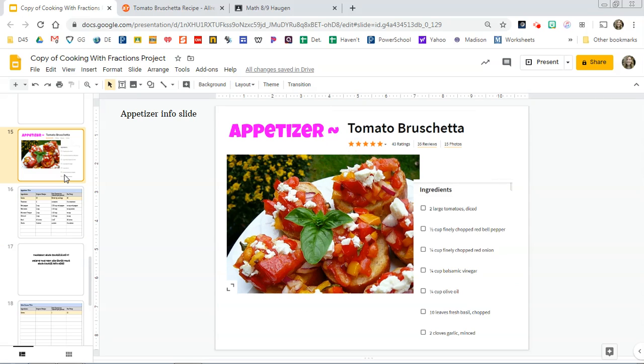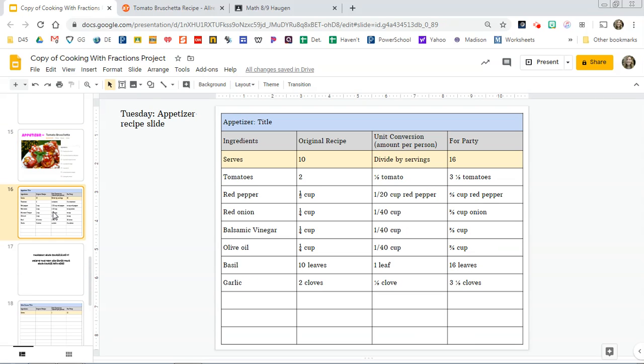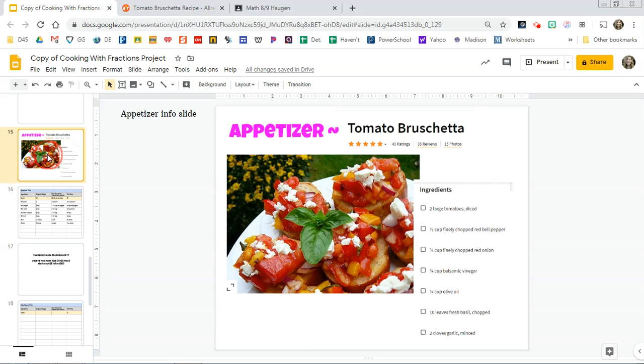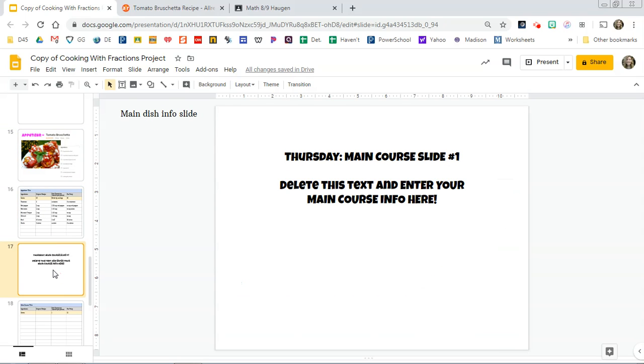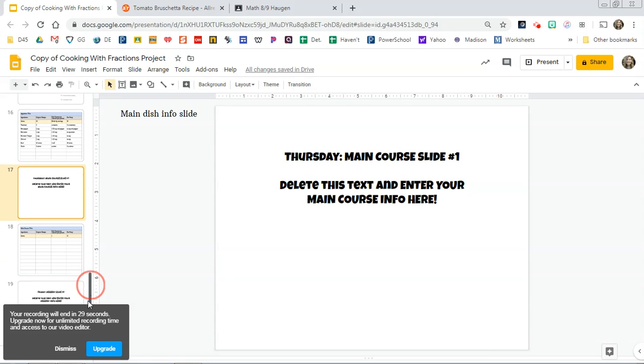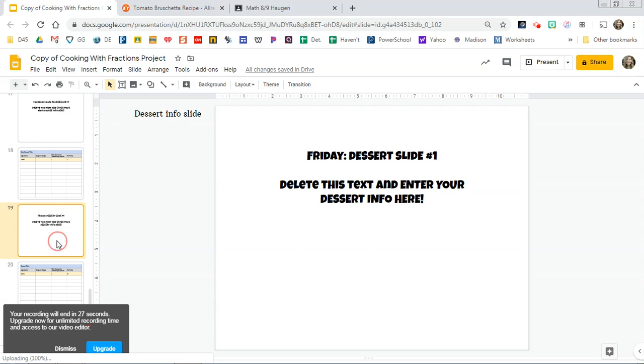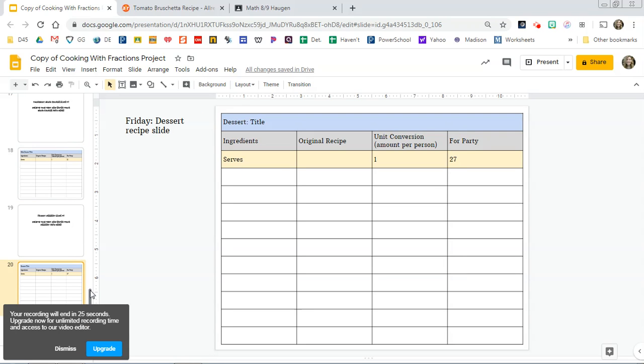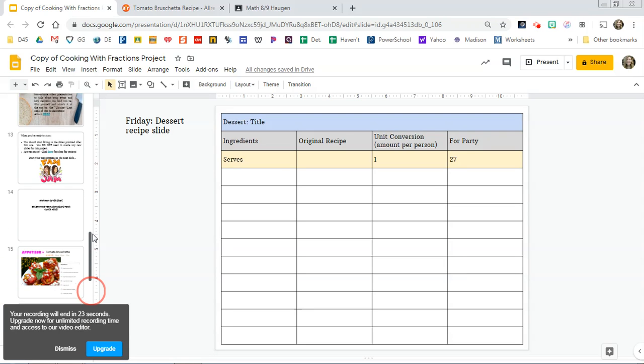Make your slides look nice for your appetizer, a main course, and a dessert. Maybe my theme for this party could have been like, I'm having an Italian feast. So maybe there's a bruschetta. I might have like a pasta dish for my main course. And then I might end it with some tiramisu or something for dessert. Go crazy. Can't wait to see how cool these are.